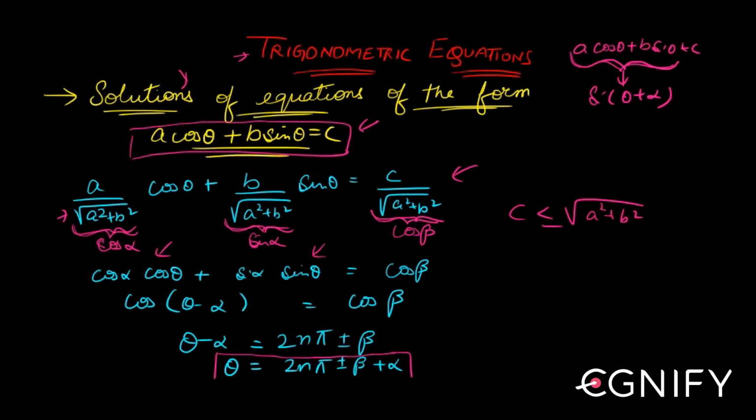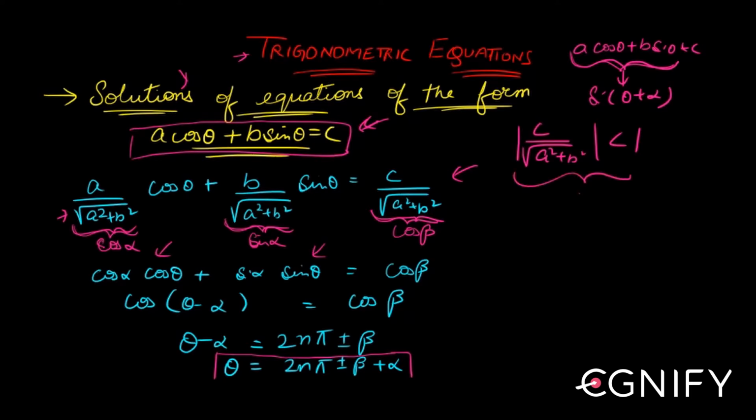Remember, if your c is not less than this, then there will be no solution to this equation. Rather, the complete condition is mod c by under root a square plus b square should be less than or equal to 1. This is only a part of the solution. This is the full condition, right? So your mod c should be less than under root a square plus b square. Under root a square plus b square is anyways positive, so I can remove the mod. Your mod c should be less than this. Only then will a solution exist.